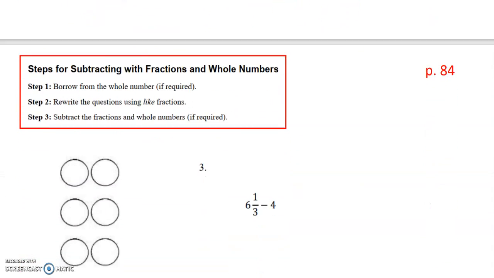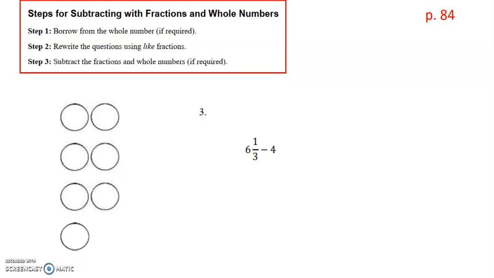So let's do another one. We're going to subtract fractions and whole numbers. 6 1/3 minus 4. So we're going to divide these into 3. Whoops, that was bad. They're all kind of backwards now. So we've got 6 1/3. And we're going to take away 4. So we're going to take this one away, this one away, this one away, this one away. What are we left with? We're left with 2 1/3.